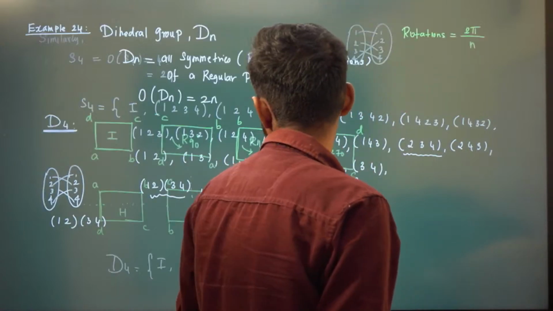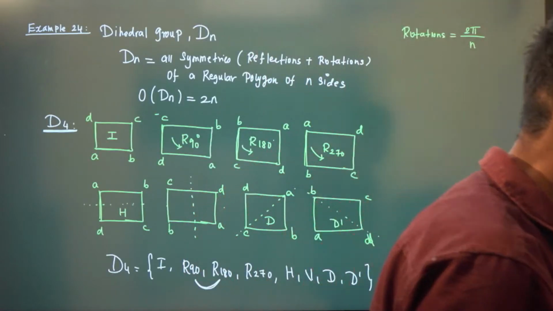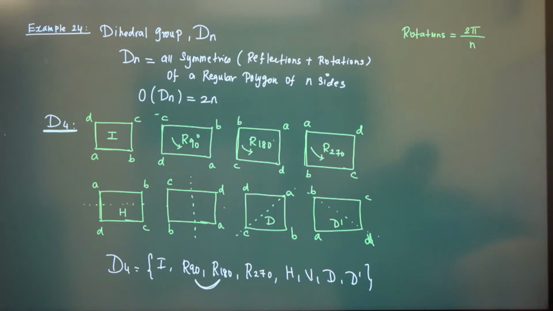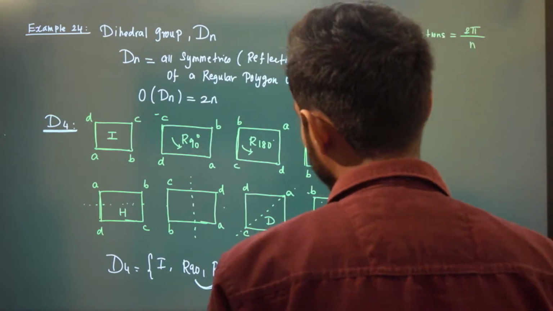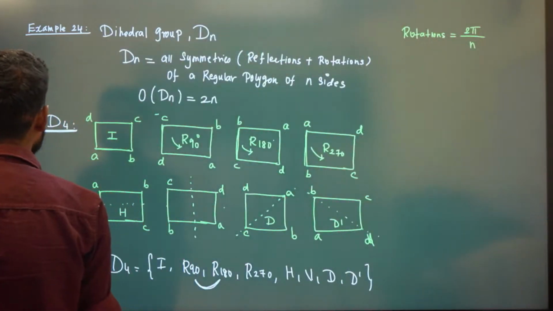So is D4 clear? Similarly, you can construct for D3 and D5 on your own. So, last two examples. After that, we'll be doing problems. That's it. Example 25 and 26.